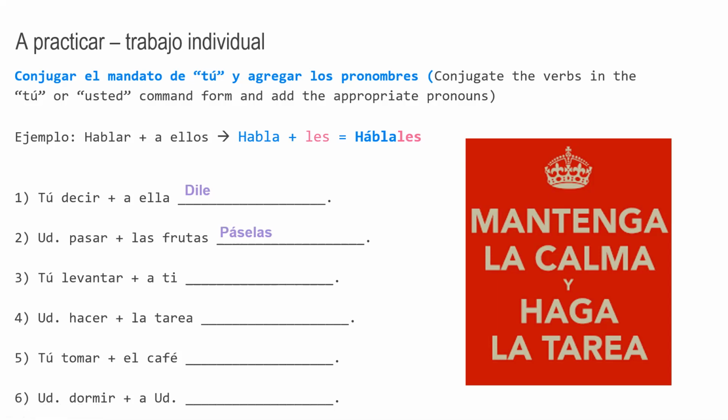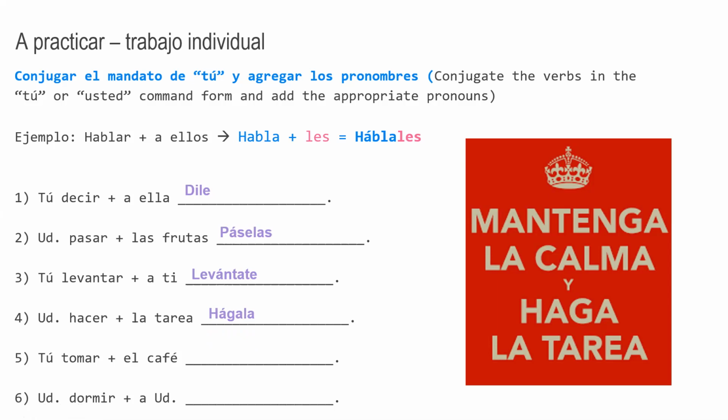3. Tú levantar a ti. Okay, so a ti is reflexive, so we know it's going to be te, so we're going to say levántate. So imagine that we didn't have te here. If we just had levanta, it would be second to last vowel a, and then we add te, so then we know we need to go back and add the stress mark there. Usted hace la tarea, hágala.